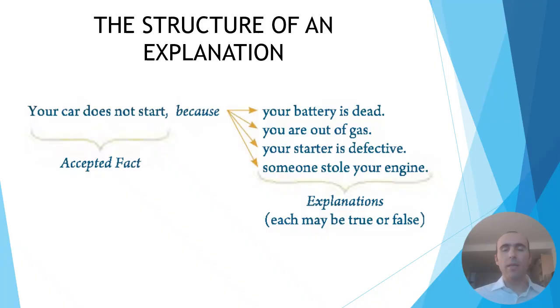Let's analyze the structure of an explanation. It always includes an accepted fact, that is, an event that already occurred, and reasons or the proper explanations about how or why this accepted fact occurred.